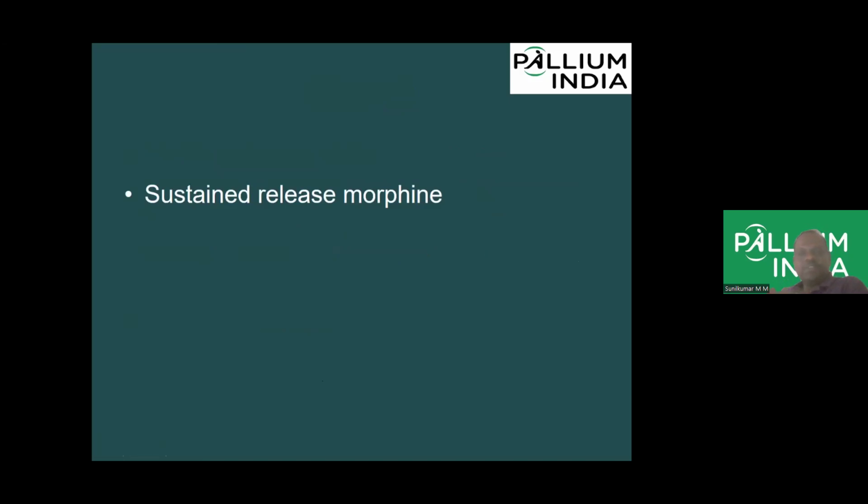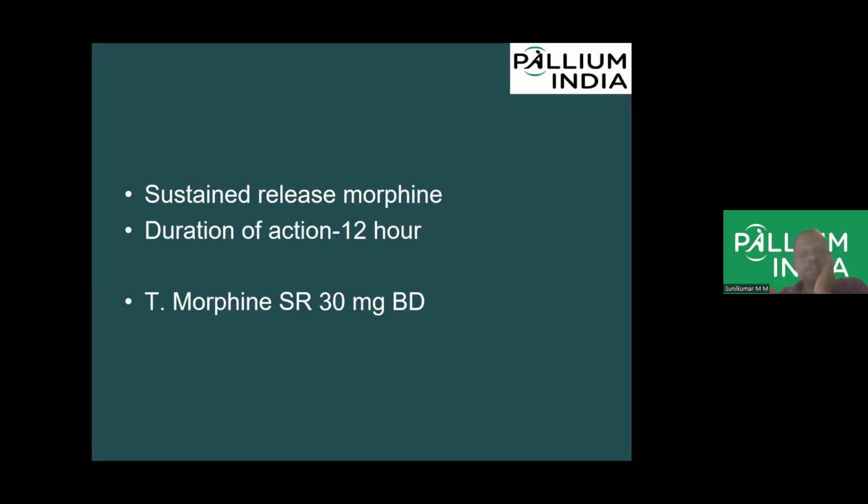So one of the common mistakes that is usually seen is with 10 milligram 4 hourly. People will calculate it as 10 into 4. That is 40 milligram. And that is not right. It is 10 into 6, that's the number of doses we are administering. So total 60 milligram. So 30 milligram BD.